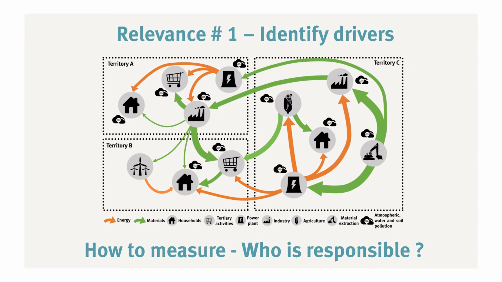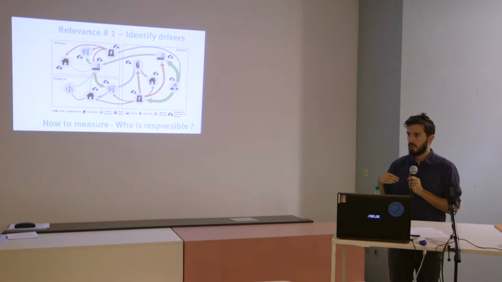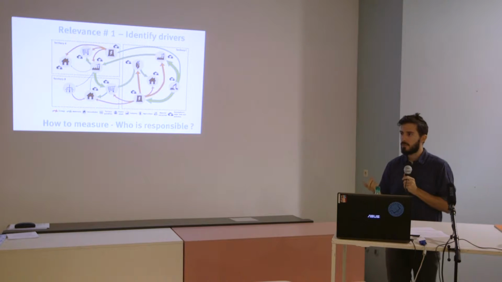So, identify drivers. How to measure who is responsible? Well, over here you have 3 types of territories. Top left, territory A; right, territory C; bottom, territory B. On the right, you see territory C. What you see are many flows around, flows that are going to other territories. So let's say territory C is a producer. Shenzhen in China is one of the biggest manufacturing cities in the world, but all of its products are not there for its inhabitants. They're there for the other inhabitants of the planet, for the consumers.